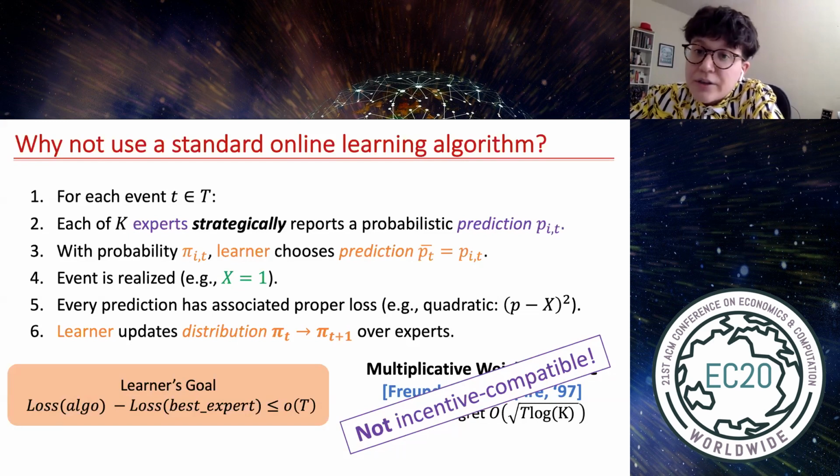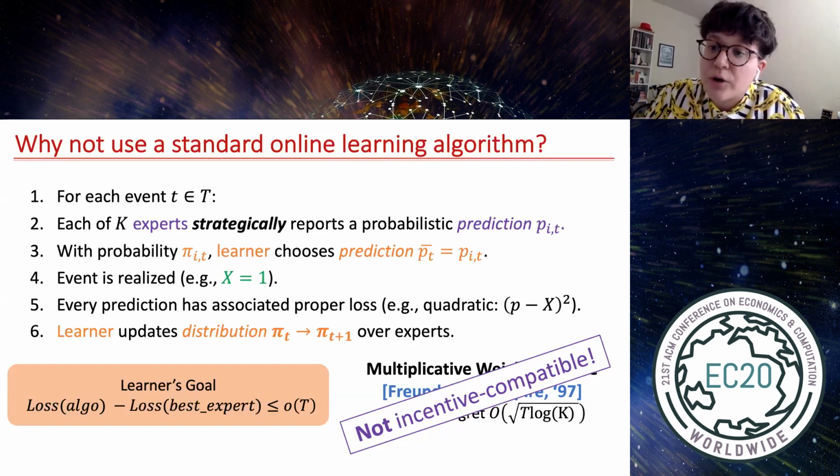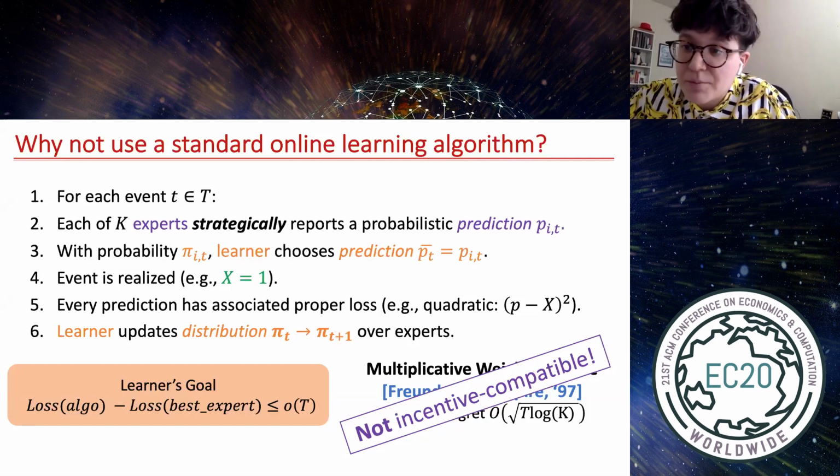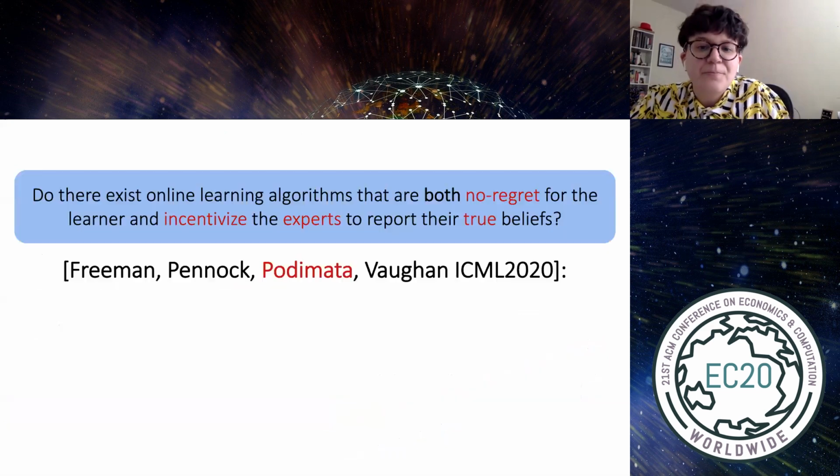And actually, this is not just the case for multiplicative weights, but we can actually show misreportings and manipulations for algorithms like gradient descent, for example. And so what can we do in this case? How can we protect ourselves?